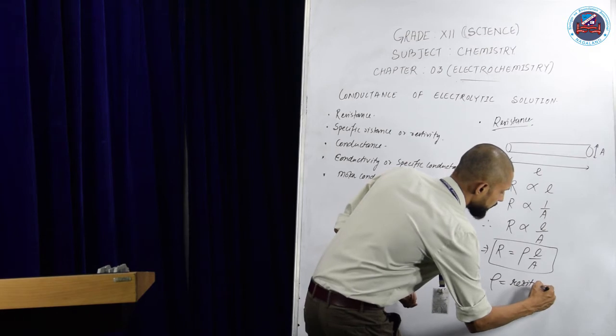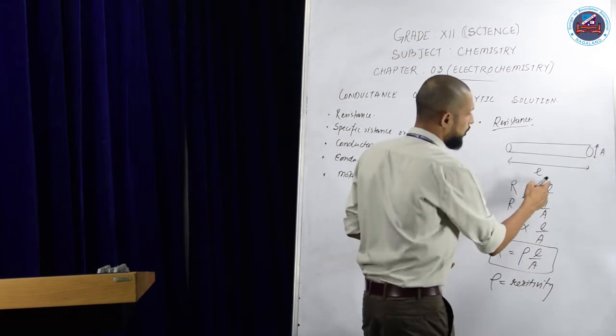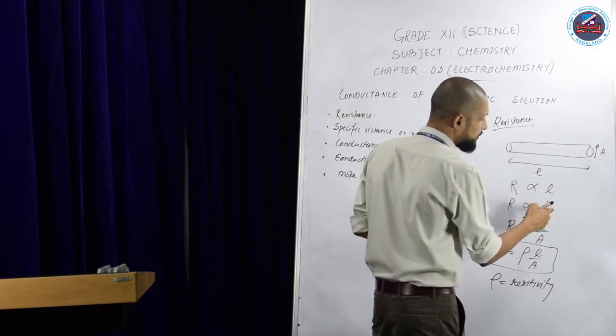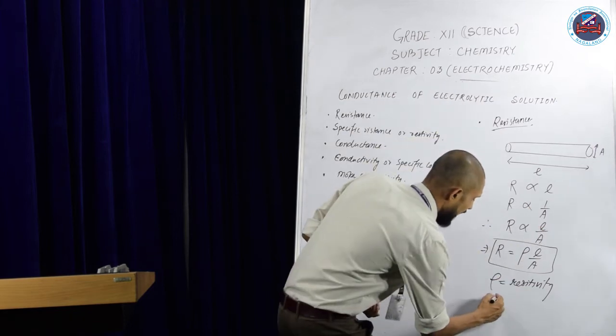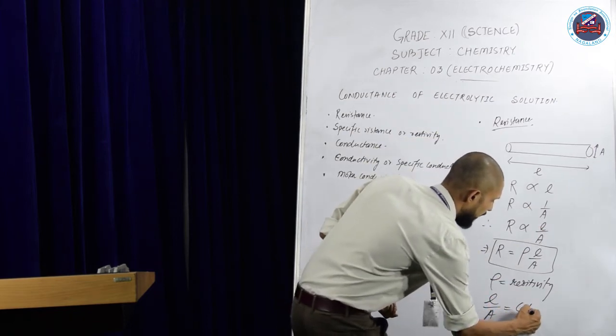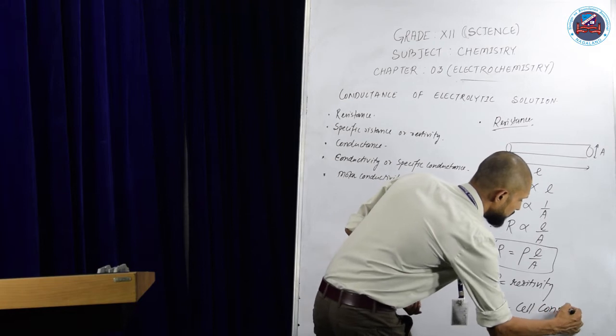Resistivity. l is the length of the conductor, A is the area of cross section, so l by A is known as cell constant.